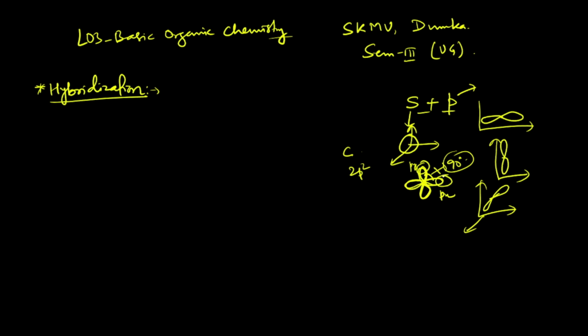And if it is 90 degrees, then see the distance: these two orbitals will have repulsion. So this repulsion you will get. To minimize this repulsion, what it will do is take place in hybridization.